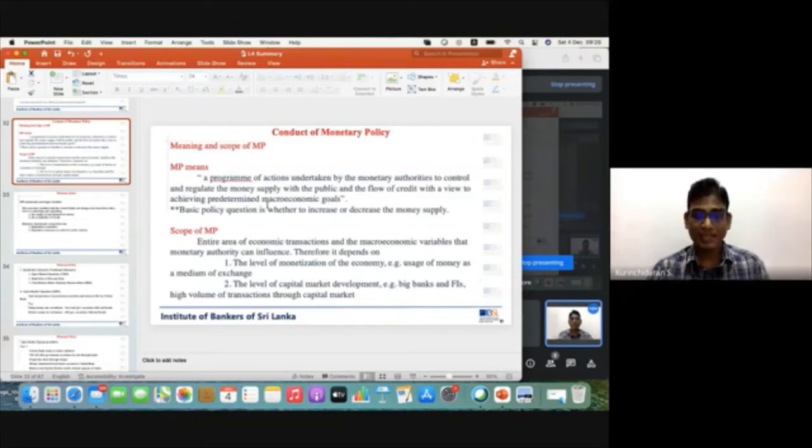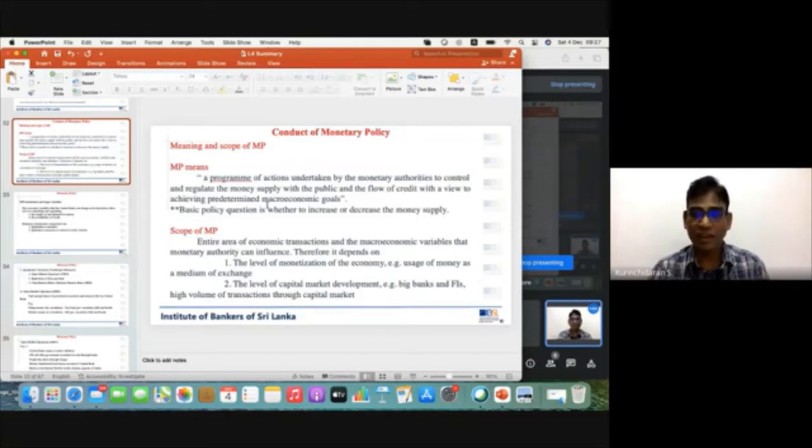But that depends, first, on the monetization of the economy, the usage of money. If you use more money for transactions, it's a different economy. Some economies use less money. And second, the level of capital market development.